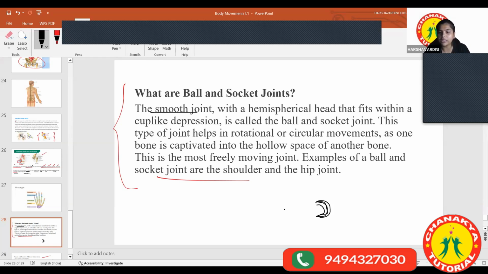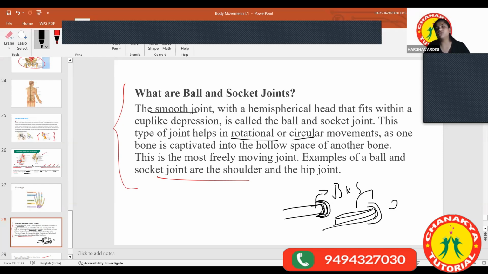You have a depression here. You fit in that. This kind of joint is called a ball and socket joint. So wherever you have a hemisphere, you have a depression. It fits. Bone fits there. Ball and socket joint. This type of joint helps in rotational or circular movements, obviously. So I can rotate my full hand like this, right? Wherever you can see the rotation or circular movement, that kind of joint is ball and socket.